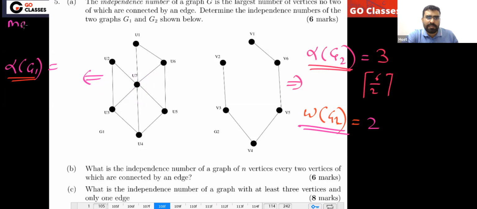So what is the maximum independent set you can create? You cannot take this. So what can I take? For example, I can take V1, then V5, then V2. Actually, I can take V1, V2.